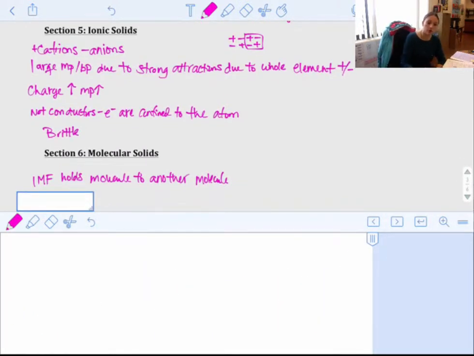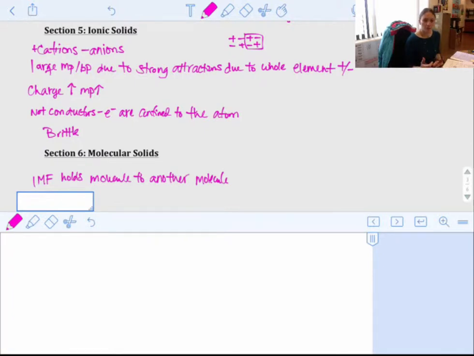These are just an intermolecular force holding one to another and not a positive and a negative attraction in the sense of a whole element being positive or negative, just the partial positive or partial negatives. We're dealing with a lot lower melting points and boiling points. They're usually a lot softer. They're usually less brittle than an ionic solid because there's usually not as much of a repeating pattern.